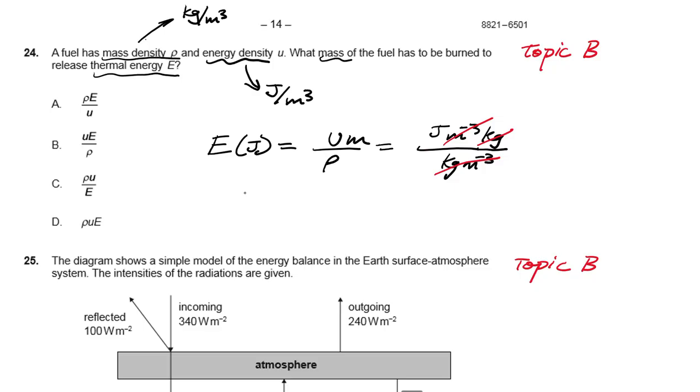And so now just reorganize and make M the subject. M is equal to energy times our mass density divided by our energy density. Right, and that gives us A as our answer. And that should be right.